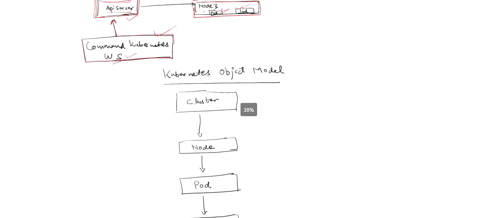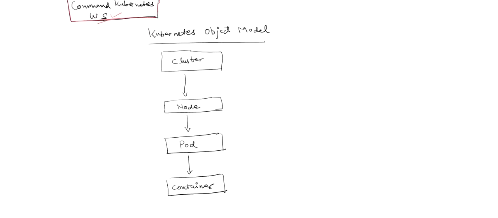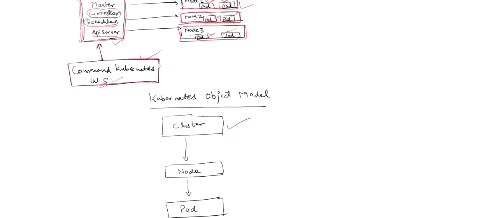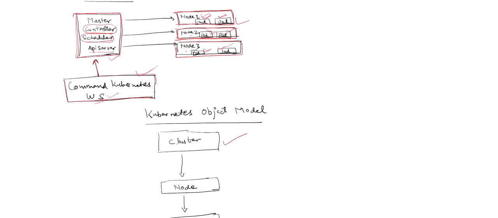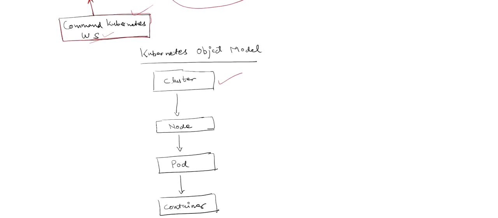So if you see the Kubernetes object model of K8, here is the cluster. You can understand it as a group of working nodes, like this is a cluster. The group of many working nodes or working machines can be called a cluster. Then, from top to bottom, we are coming from the biggest entity towards the smallest one. So the next thing is node.